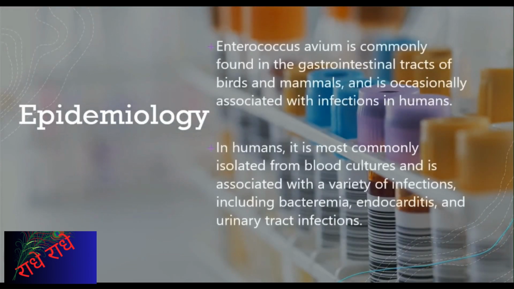Epidemiology of Enterococcus avium has been studied in humans for decades. This bacterium is primarily found in the gastrointestinal tracts of birds and mammals, and is sometimes linked to infections in humans. It is frequently detected in blood cultures and is associated with various infections, including bacteremia, endocarditis, and urinary tract infections. Fortunately, there is a range of treatments available to treat these types of infections.